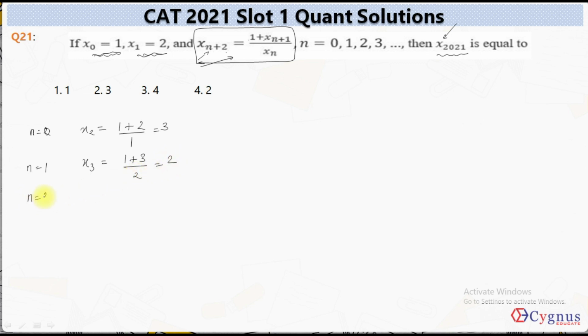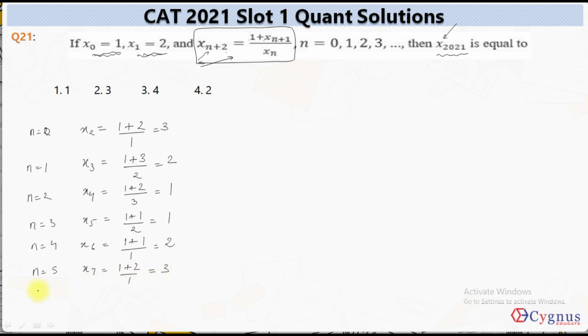Then when you put n equal to 2, you'll get the value of x4. That is nothing but 1 plus x3 by x2. That is 1. When you put n equal to 3 here, you'll get the value of x5. That is 1 plus x4 by x3. Again you will get 1 here. When you put n equal to 4 here, you get the value of x6. That is 1 plus x5 by x4. Again I'll get 2 here. N equal to 5 here, you'll get the value of x7. 1 plus 2 by 1. That means again I'll get 3 here.